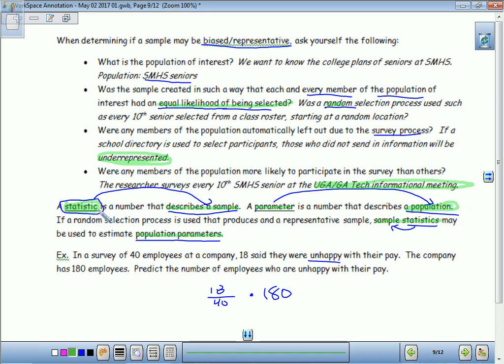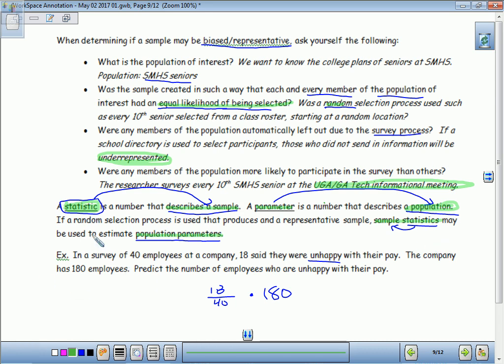All right, so what is a statistic? A statistic is a number that describes a sample, versus a parameter, which is a number that describes a population. So statistic, sample. Sample, statistics. Parameter, population. Population, parameters. So a statistic describes a sample, a parameter, a population.